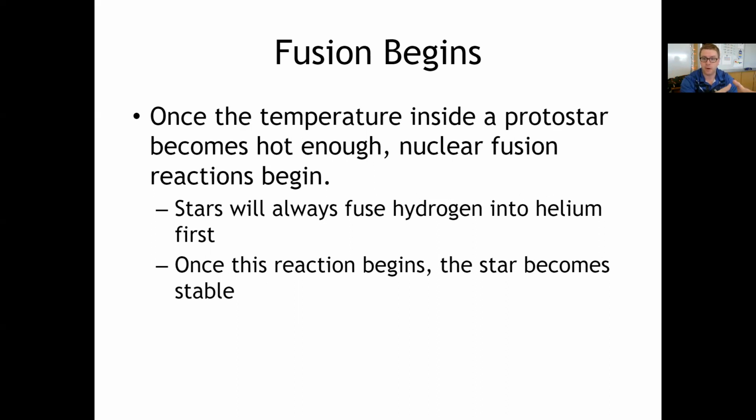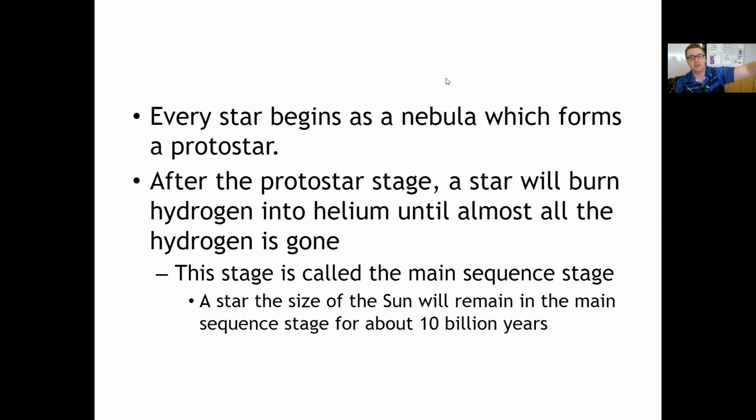They burn hydrogen first. They will always fuse hydrogen into helium first. Once this fusion reaction starts, a star becomes stable and we can place it on our main sequence. Every star begins as a nebula, which then forms a protostar. After the protostar stage, a star will burn hydrogen to helium until almost all the hydrogen is gone. This is the main sequence stage, the process of main sequence stars burning hydrogen until almost all of it is gone.